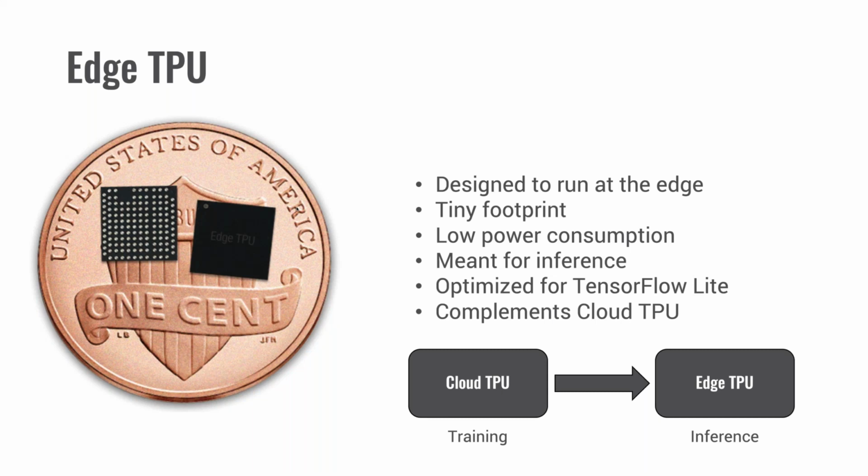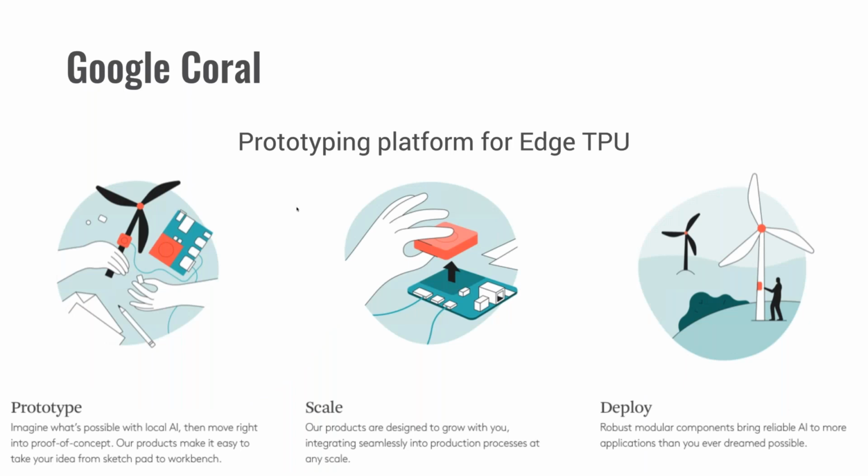Now, how do you get started with Edge TPU? I had a full-fledged webinar on this a month ago. You can go to my YouTube channel and take a look at it. But Google Coral is the prototyping platform for Edge TPU. There are 2 devices that come with the Google Coral developer kit. One is the dev board that mimics a Raspberry Pi.